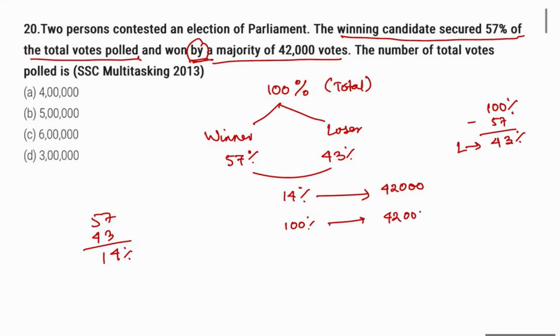42 divided by 14 is 3, so 3000 into 100 is 3,00,000, which is 3 lakh.